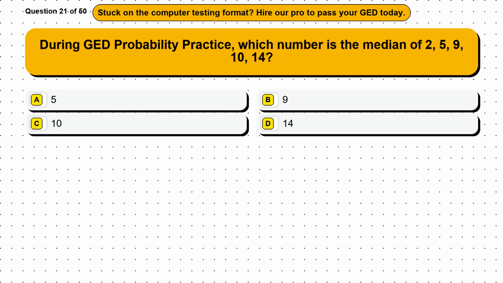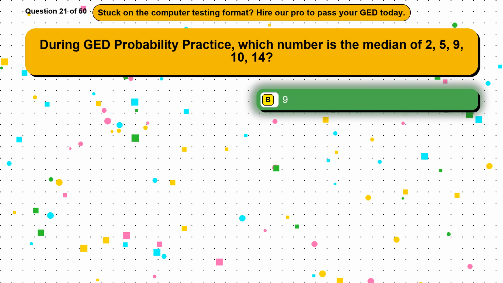Question 21. During GED probability practice, which number is the median of 2, 5, 9, 10, 14? Option A, 5. Option B, 9. Option C, 10. Option D, 14. The correct answer is option B.